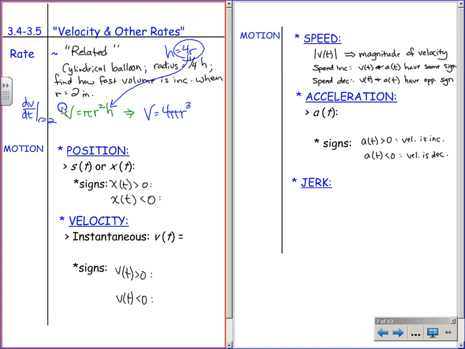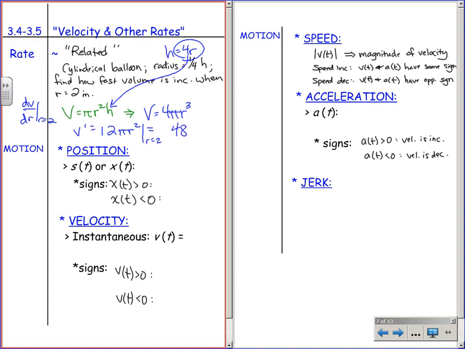A lot of your brains are so programmed, which is good, but I need you guys to step out of the programming and realize it should have just been dr. Time was never brought in. This is just an old-fashioned find the derivative, and you're like, okay, fine, so V prime is equal to 12 pi r squared, and then you plug in 2, such that r equals 2. And we end up with 48 pi.